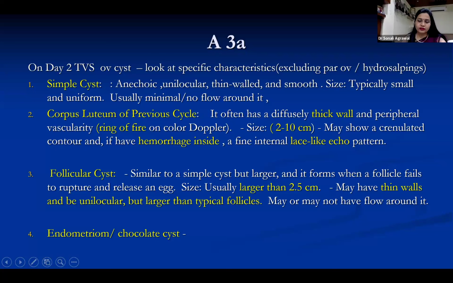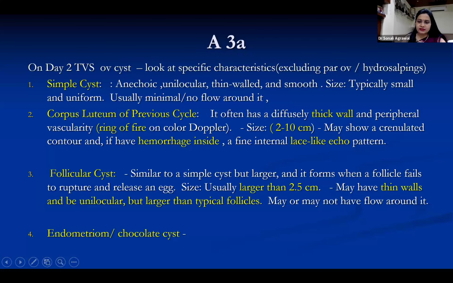Right. So first of all, we have to see the echogenicity and whether it is unilocular, thin walled, smooth walled. It can be a simple cyst. If it is a simple cyst, usually it doesn't have any flow around it. If we are looking at a corpus luteal cyst, it definitely has a thick wall, and there is a beautiful peripheral vascularity, and this is called the ring of fire sign on Doppler. And if you see the margins and hemorrhage inside, definitely it's a corpus luteal cyst.